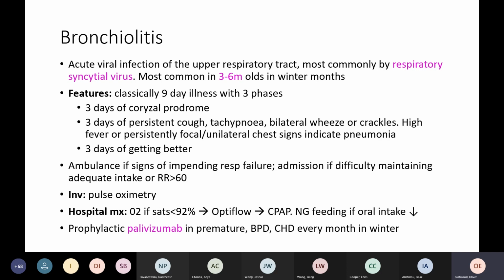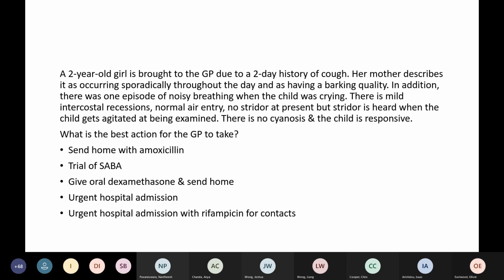So give them oxygen if the SATs are low. If you think they're about to be in respiratory failure, you go for NIV or CPAP, but you basically just manage them on how they're breathing and what their measurables are. On to the next one.